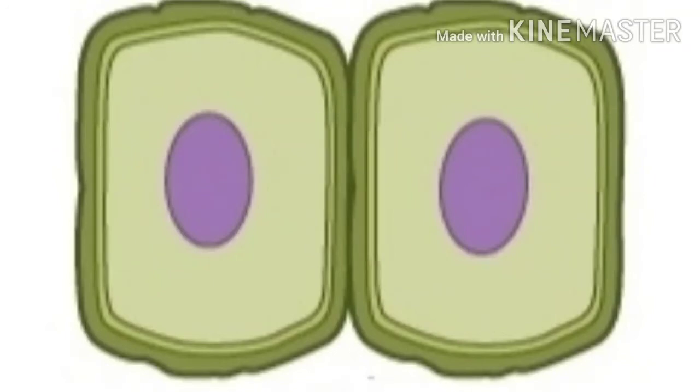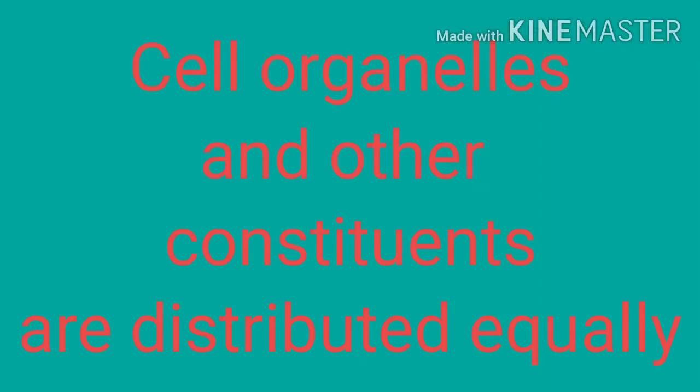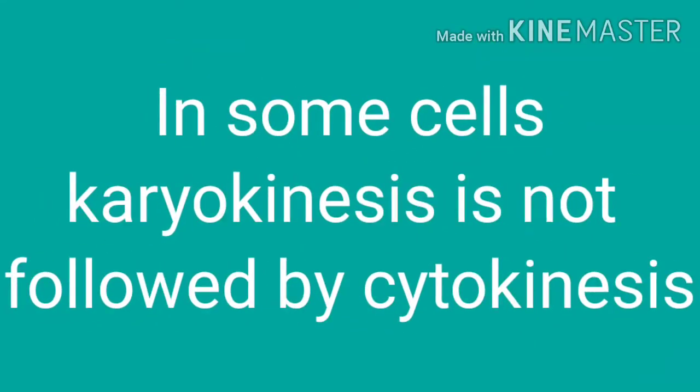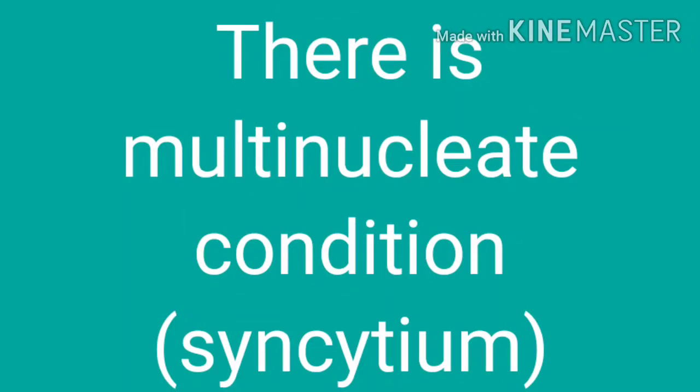At the time of cytoplasmic division, organelles like mitochondria and plastids are equally distributed between the two daughter cells. In some organisms, karyokinesis is not followed by cytokinesis, and as a result, multinucleated conditions arise to form a syncytium. Example: the liquid endosperm in coconut.